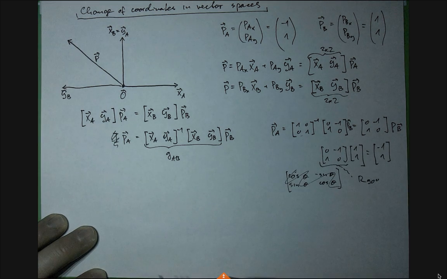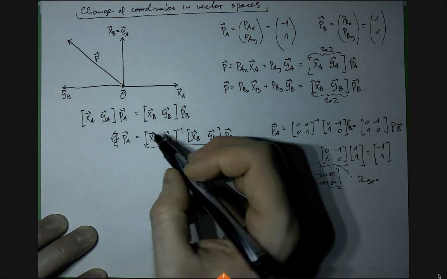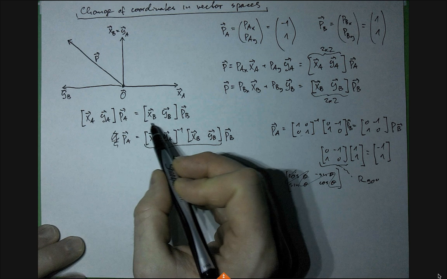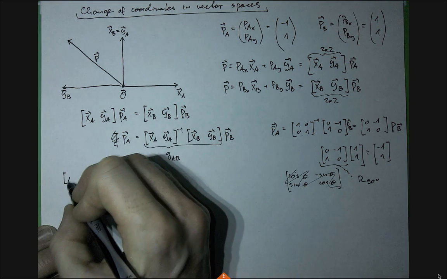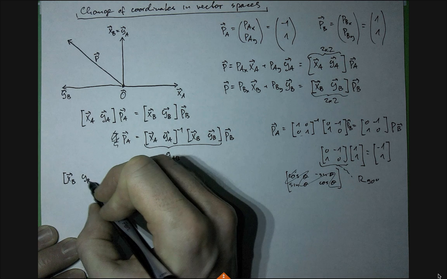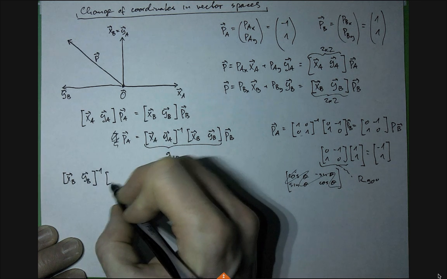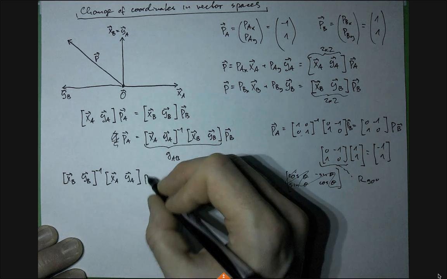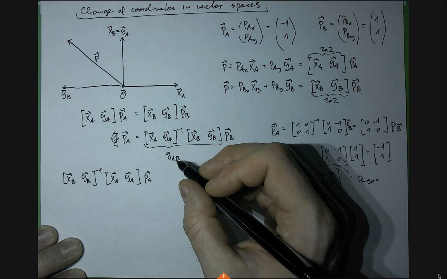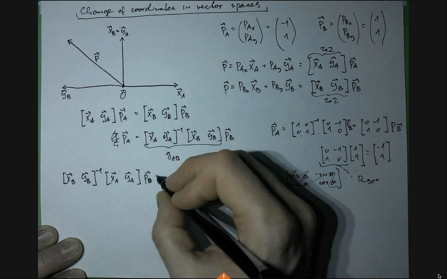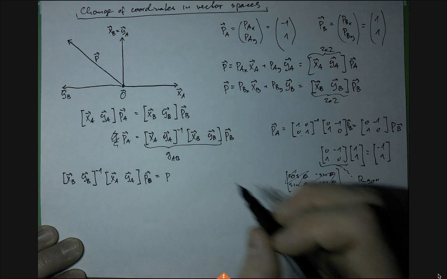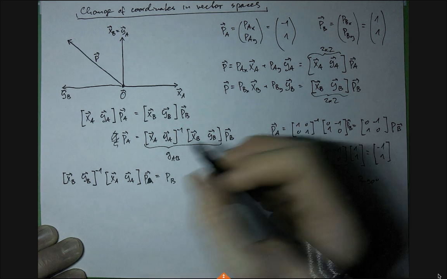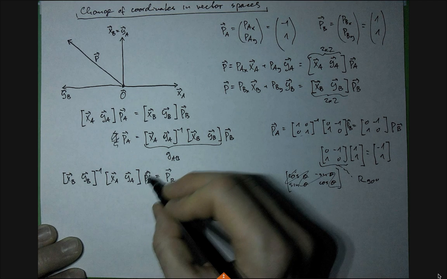Let's write it down. If I want to convert the other way around, then I multiply from the left with the inverse of the XB YB matrix. So that gives me XB YB inverse, XA YA, PA. Wait a second. No. PB equals P. No, this was supposed to be PA. I'm sorry. This is PB. Yeah, sorry, this is PA.